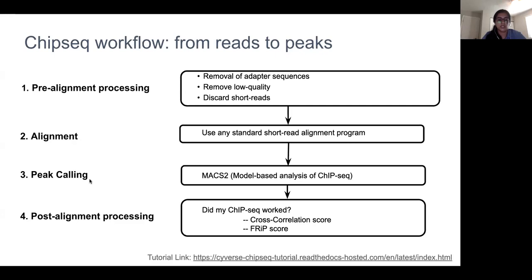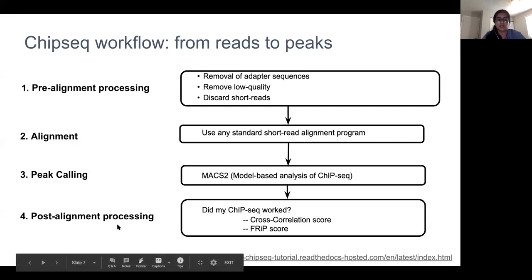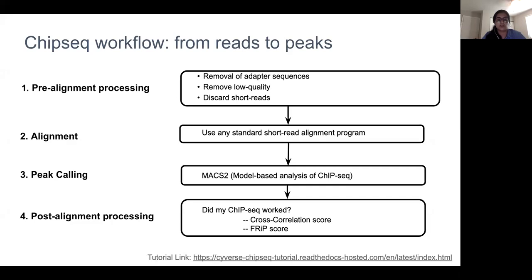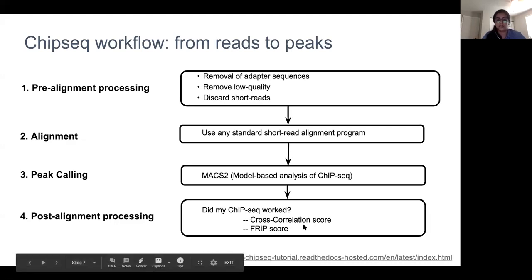The next step is peak calling, where you identify the enriched regions that represent the binding sites of your protein. The last step is post-alignment processing, because the pre-alignment processing step doesn't measure the quality of your ChIP-seq, it's only for the quality of your sequencing reads. So we calculate the cross-correlation score and FRIP score. We will talk about these later during the presentation today.